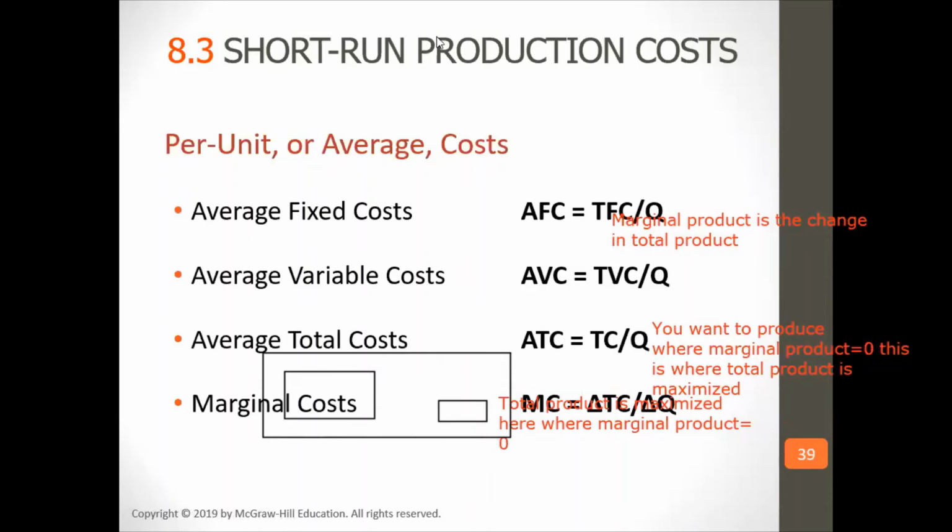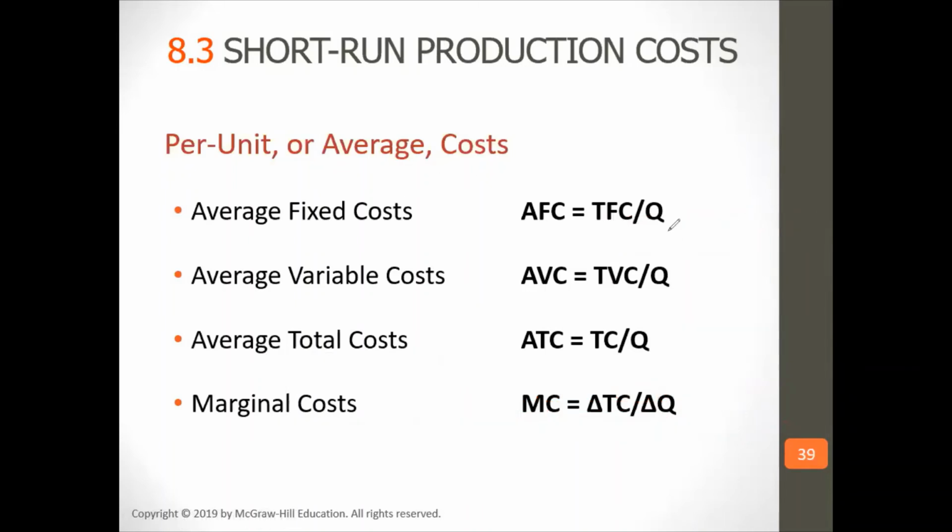In this case, average fixed cost is total fixed cost divided by quantity. Average variable cost is total variable cost divided by quantity. Average total cost is total cost divided by quantity. Marginal cost is change in total cost divided by change in quantity.